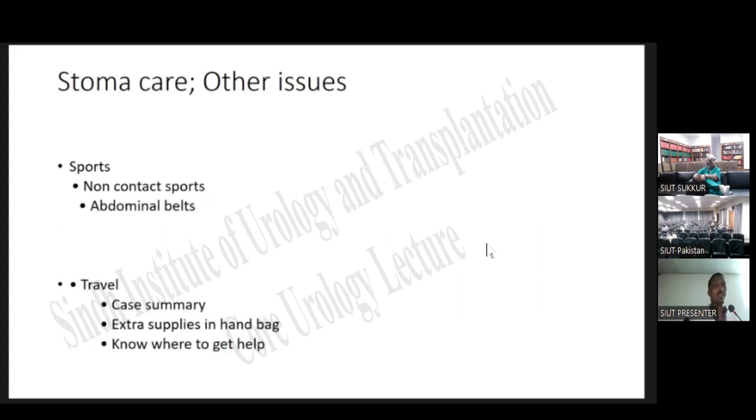That case summary will tell any person who doesn't know, or the airport security, because they are not medically related people. When you write the case summary and they have it, they will know when you check up. Otherwise, they will have a lot of issues.